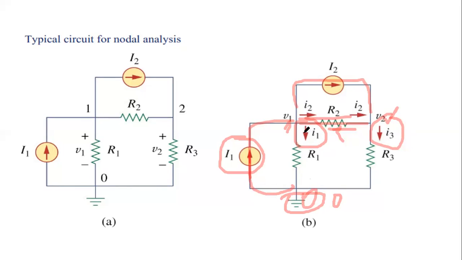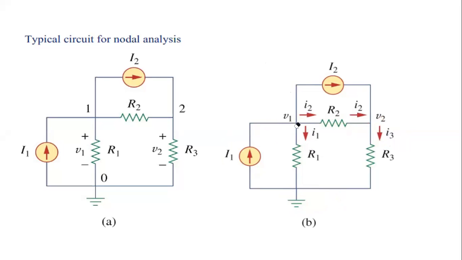Now let us try to write the equations. Can you write the KCL equation at node 1 and node 2? Just write Kirchhoff's current law equations at node 1 and node 2. I am giving you 1 minute. Just write the equation, and you can type it on chat box. You have 2 minutes.